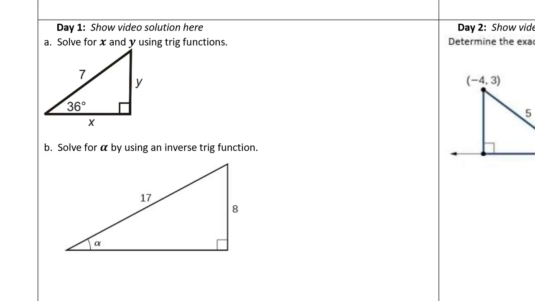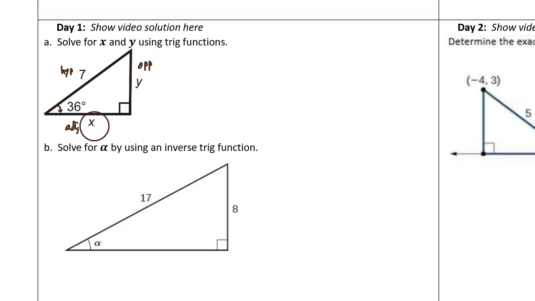Here is the answer for day one. Solve for x and y using trig functions. There's a right triangle, and this acute angle here is 36 degrees. Relative to the position of the 36-degree angle, the 7 is the hypotenuse, the x is the adjacent leg, and the y is the opposite leg.